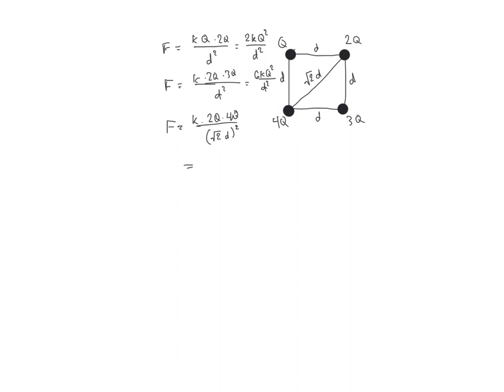So in the numerator, you've got 8kq squared. In the denominator, the square root of 2 squared becomes 2. And so when you divide them out, you'll get 4kq squared over D squared.